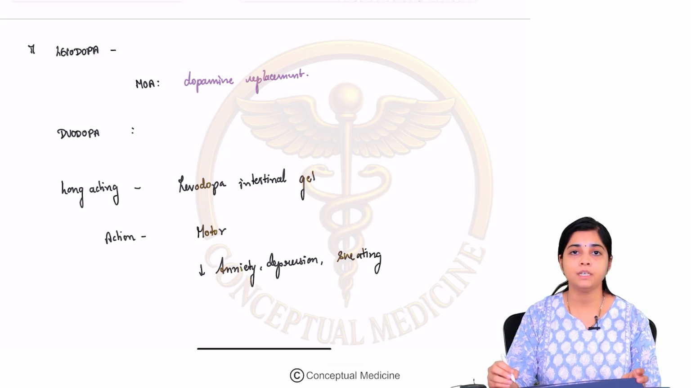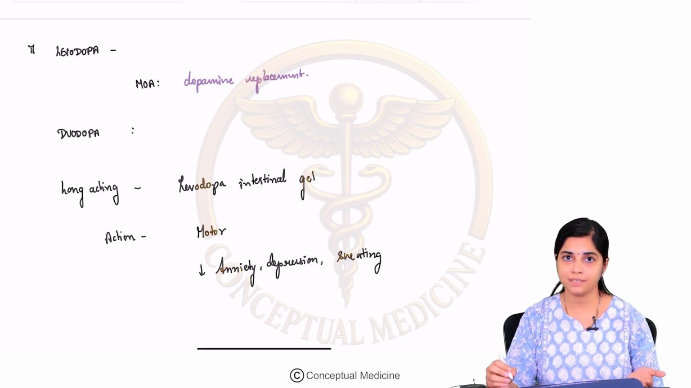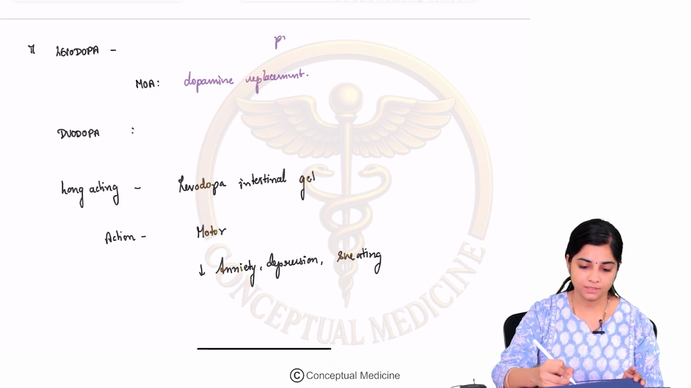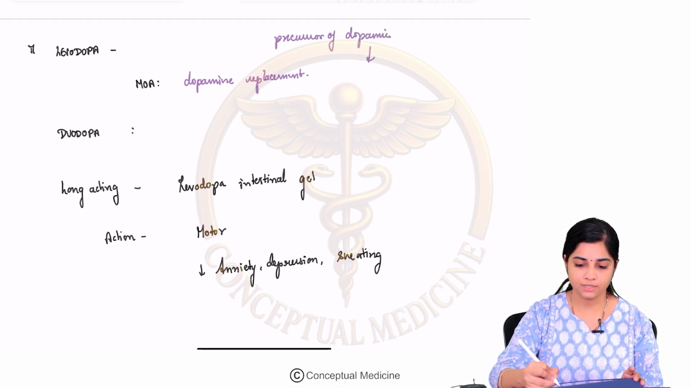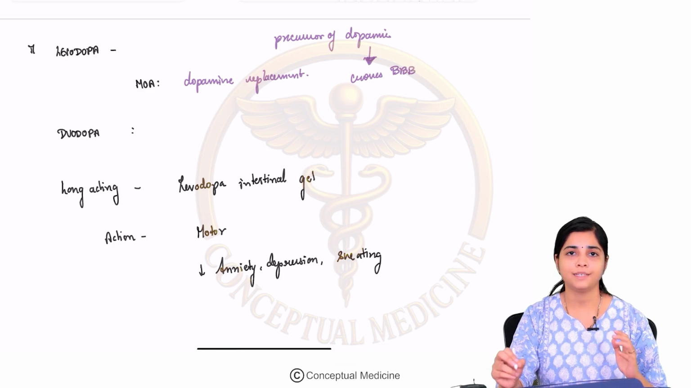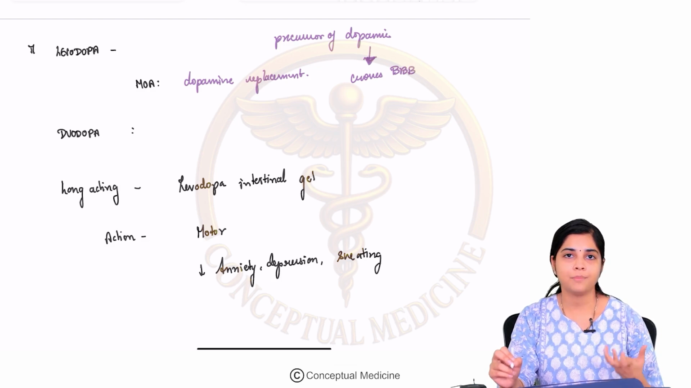Right, so dopamine is the one which is deficient in Parkinson's syndrome. So you give levodopa, which is basically a precursor of dopamine that crosses the blood-brain barrier and hence increases the levels of dopamine in the brain. So this is the basic mechanism of action of levodopa.